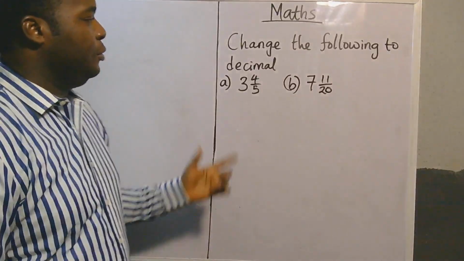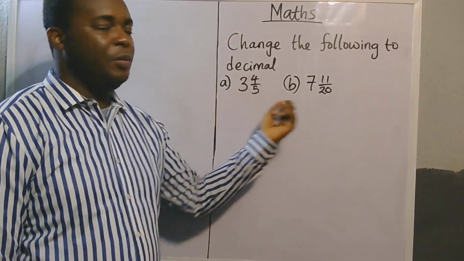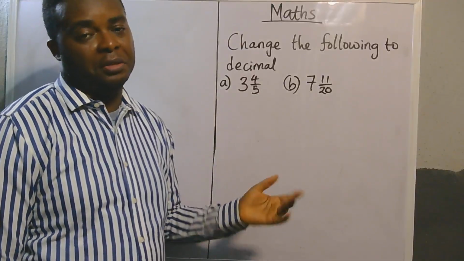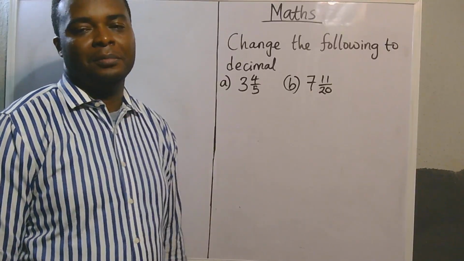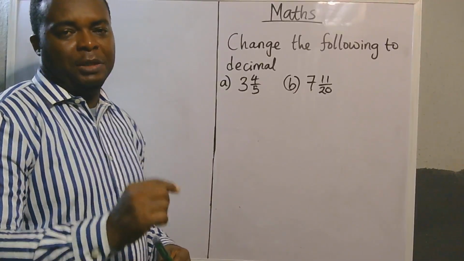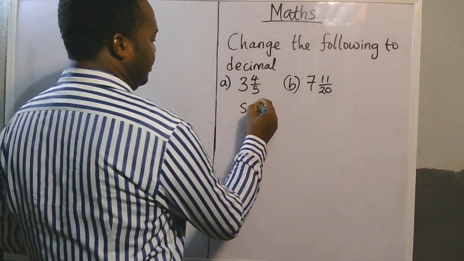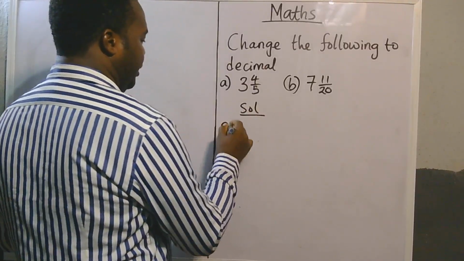We have two questions on the board. We are to change these two mixed numbers or mixed fractions to decimal. Now how do we do it? Let's start with question 1 or question A. Solution. A.